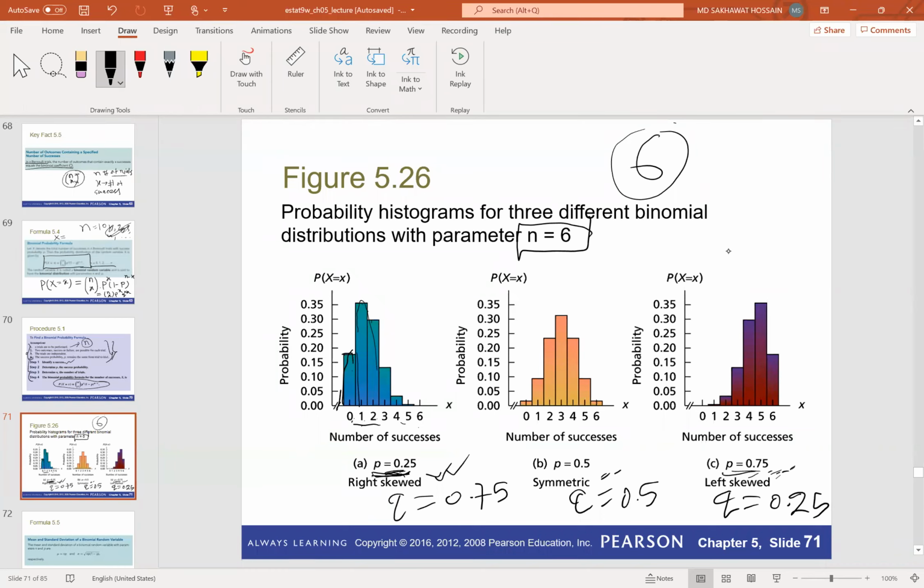So that's why you can see this is a right skewed distribution, because the mean, the expected value, is very close to the left. And here you have a 50-50 chance, so we have higher probability in the middle. That means the number of failures and successes are somewhat equal. We expect the same number of successes and failures, so this is a symmetric distribution.